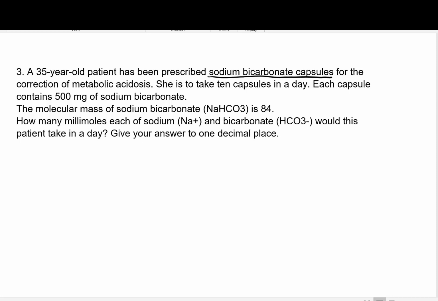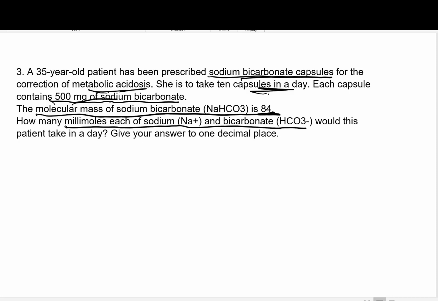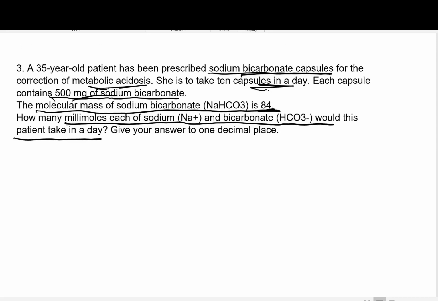Okay, so pay attention. A 35-year-old patient has been prescribed sodium bicarbonate capsules for the correction of metabolic acidosis. She is to take 1 capsule a day. Each capsule contains 500 milligrams of sodium bicarbonate. The molecular mass of sodium bicarbonate is 84. How many millimoles of sodium and bicarbonate would this patient take in 1 day? So now here you are supposed to know the formula for millimoles. Everybody remembers from chemistry how to calculate millimoles.